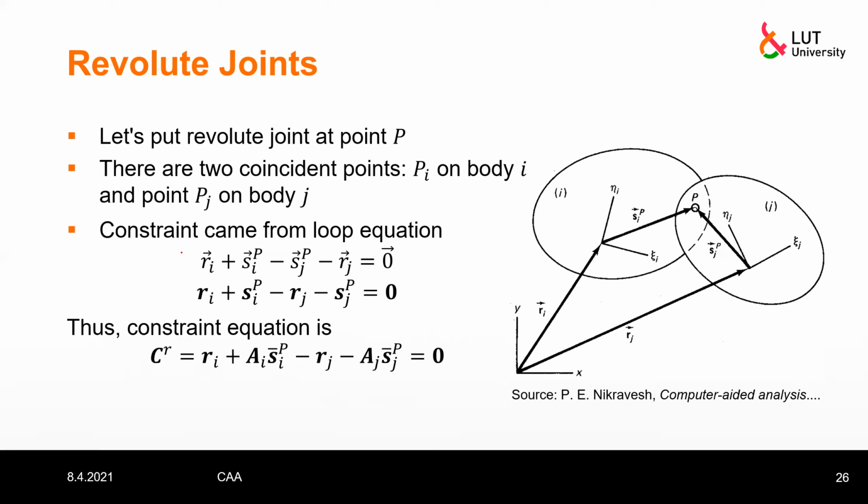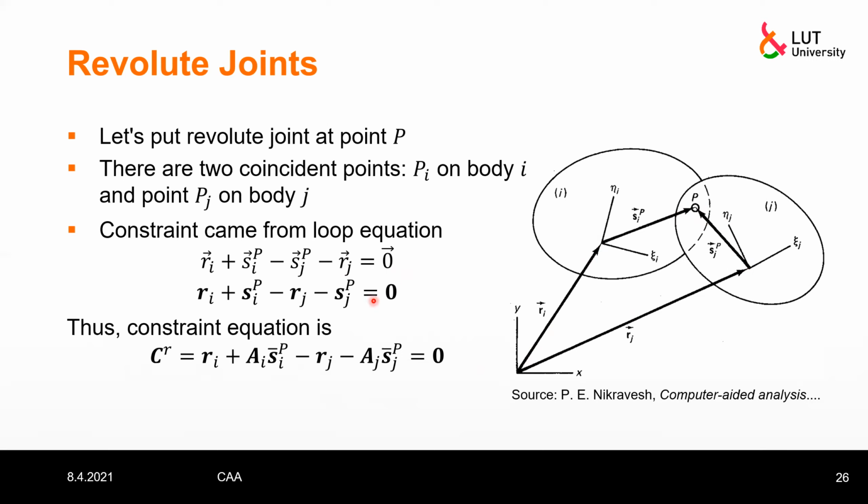And from that, we can write the loop equation. So we can describe that the sum of this vector plus this vector plus this vector and this vector gives us 0. Here it is written using geometric vectors, so Ri plus Si minus Sj minus Rj is equal to 0.